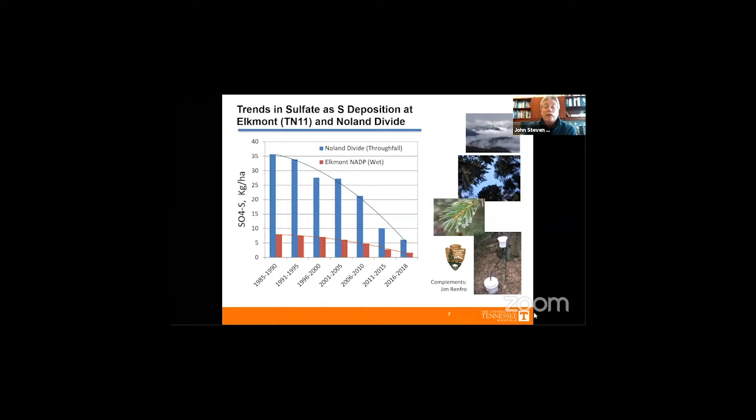So we know that there's a drop in deposition in the Great Smoky Mountains National Park. So then this is showing the values of 83 and 80% with those two parameters.